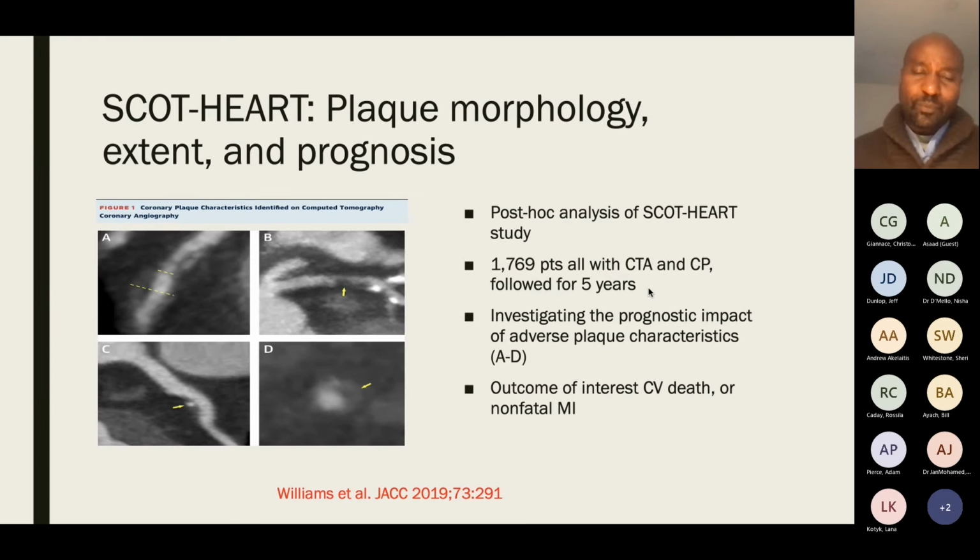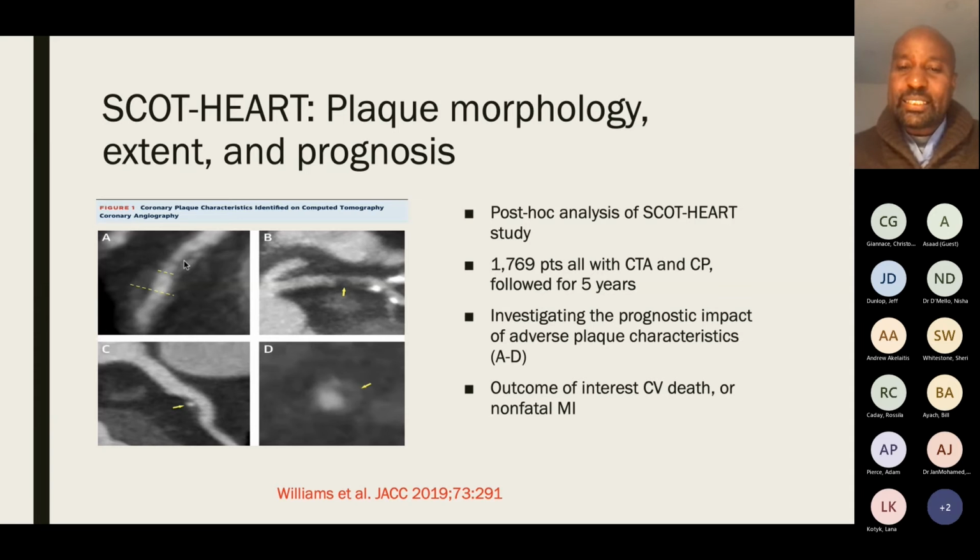The Scott-Hart study was similar to the PROMISE study. Again, it was looking at 2 different strategies for dealing with people with suspected chest pain in a stable outpatient setting. So it was standard care versus standard care plus CT angiogram. And there was a post hoc analysis of this study that looked at the impact of plaque morphology, extent, and prognosis. And again, here you see the vulnerable plaque features. In D, you've got the napkin-ring sign. C, spotty calcification. B, you've got a low attenuating necrotic core there, less than 30 Hounsfield units, and you see a positive remodeling segment in A.